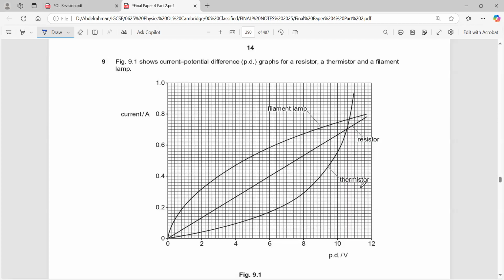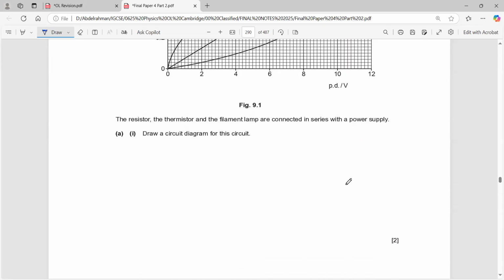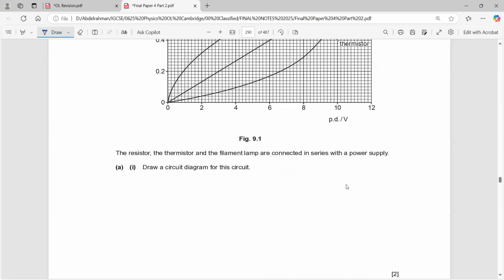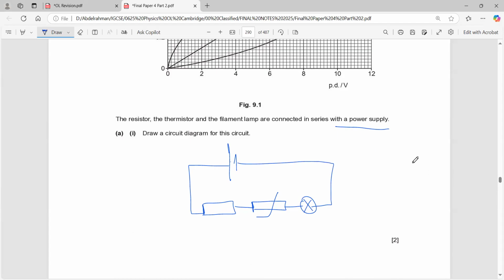Draw the circuit diagram for this circuit. The resistor, thermistor, and filament lamp are all connected in series with a power supply. They're all connected in series, so this is quite easy. You have a power supply with a fixed resistor, a thermistor, and a lamp. Do they all have to be in this same order? No, they don't need to be in this order. Not at all.